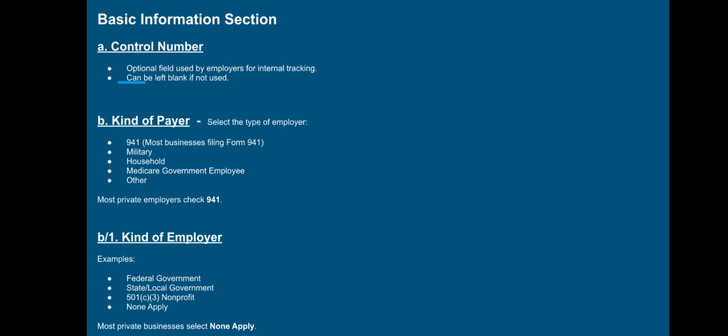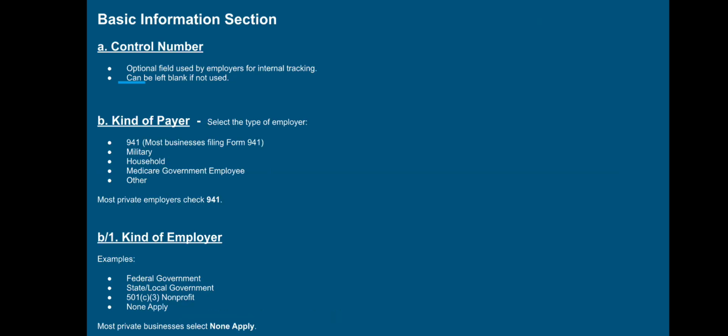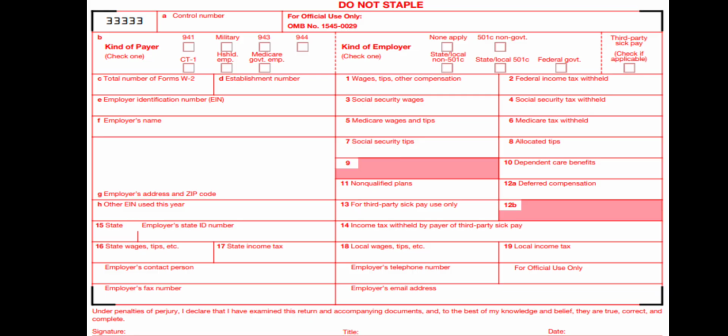See, most private businesses select none apply. See, total number of forms W2, how many employees are there. So if there are 10 employees, then 10 W2 have been issued, that you have to mention in C column. Here you can see left hand side.